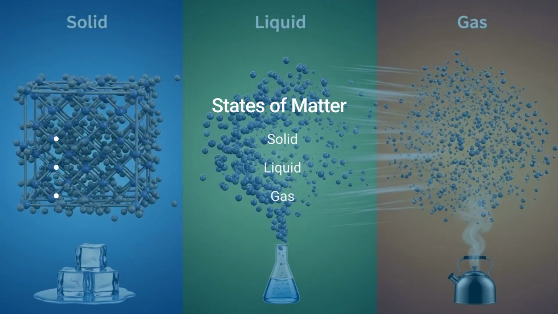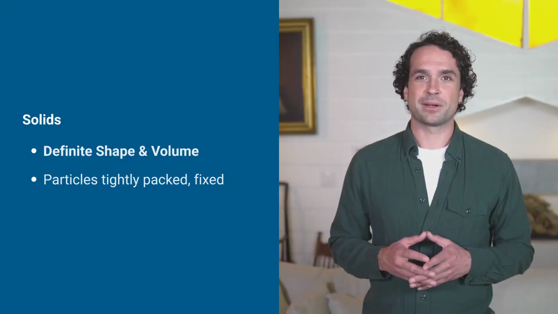Matter isn't static. It exists in different forms, commonly referred to as states of matter. The most familiar states are solid, liquid, and gas. These states are primarily determined by how closely packed the particles are and how much energy they possess, which dictates their movement and interaction. Let's start with solids.